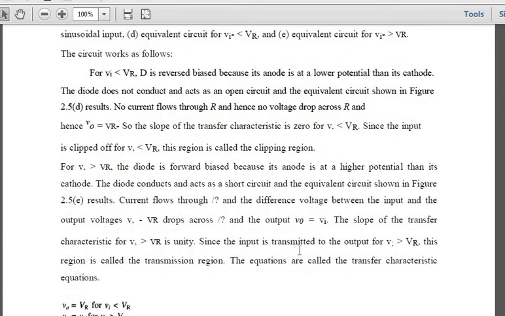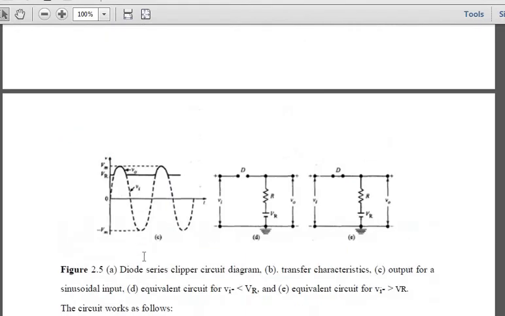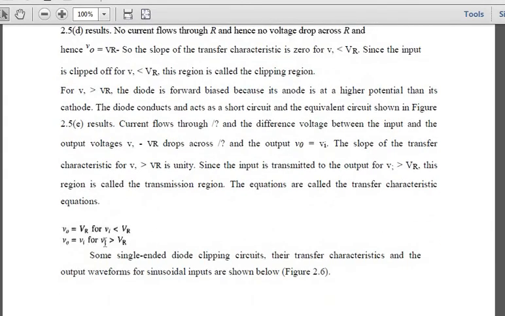Since the input is transmitted to the output for Vi greater than VR, this region is called your transmission region. The equations for these characteristics are called transfer characteristic equations. So we can say V naught is equal to VR for Vi less than VR. V naught is equal to VR when Vi is less than your reference voltage. Now V naught is equal to Vi when your Vi is greater than your reference voltage VR, correct? So please make a note of these transfer characteristic equations.